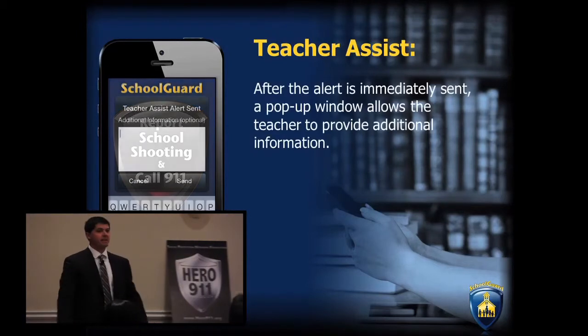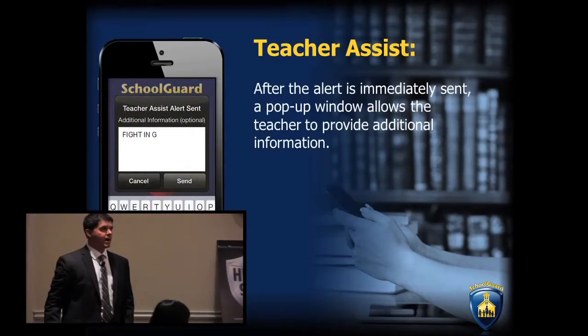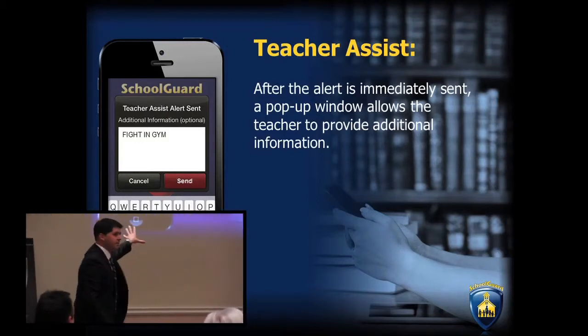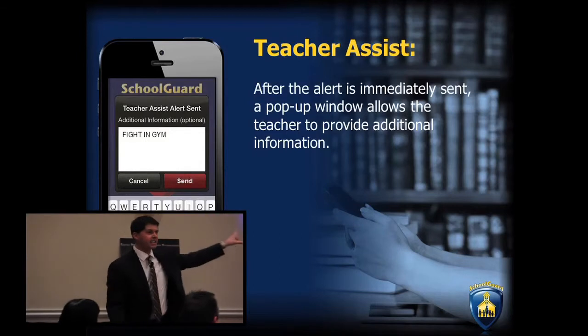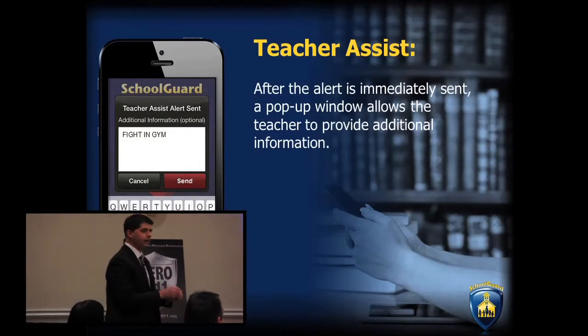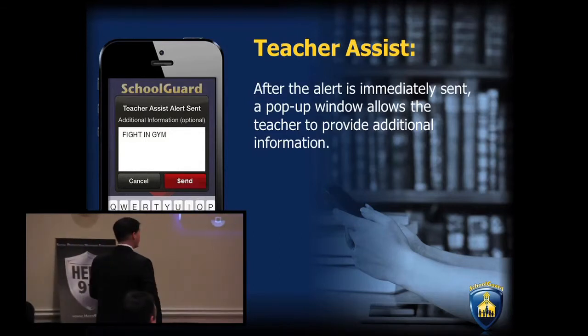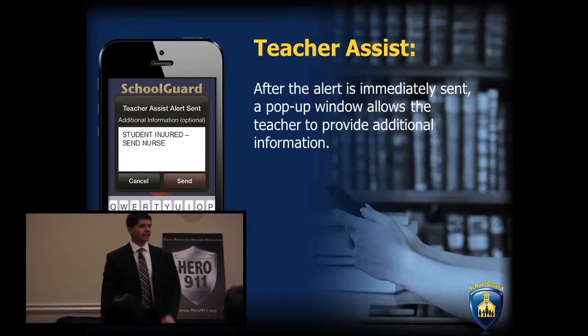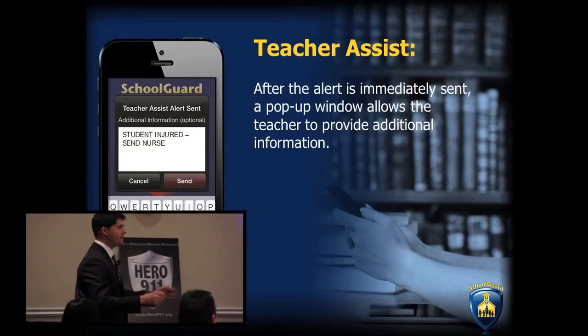Let's say we have a fight in the gym. Instead of sending someone for help, I hit teacher assist. It notifies all the teachers and staff out there, hey, Mr. McVicker needs help. Let's go help him out. And it gives me an option to type in, I have a fight in the gym. Secondary box can pop up. Hey, you know what? Student's injured. Please send a nurse. In split seconds, you can type this and send it, and people can come to your aid.